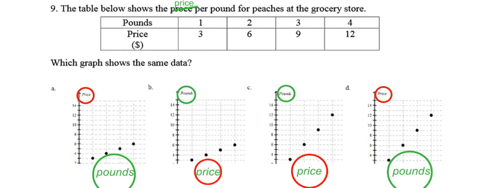Question number 9. The table below shows the price per pound for peaches at the grocery store. And it has for 1 pound, $3, for 2 pounds, $6, for 3 pounds, $9, and for 4 pounds, $12. Please notice by the color coding on the graphs that the labels are moved around. Make sure you're looking at the graphs on your paper and find which graph shows the same data.